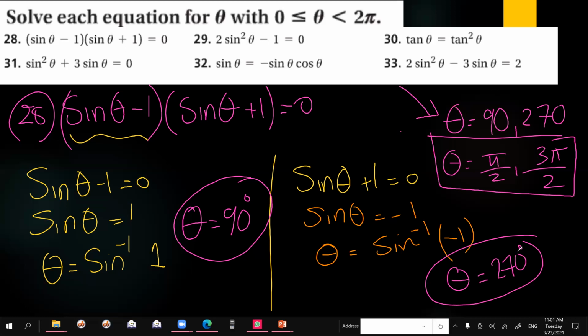Okay, teacher. But what did you say? It's true, Susan. If they told you to find the answer between 0 and 2 pi, that means you have to give me the angle in radian. But if they tell you between 0 and 360, then in degree.